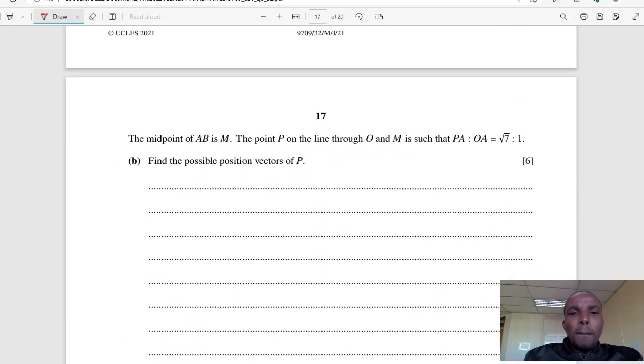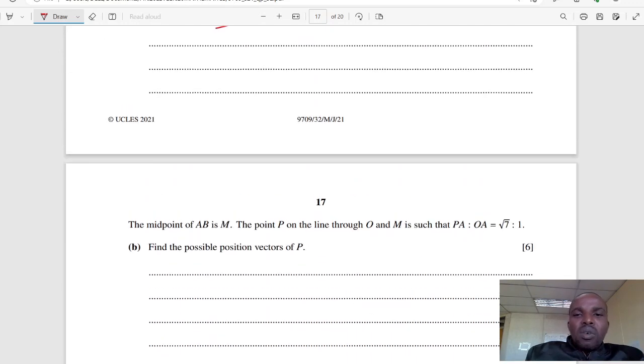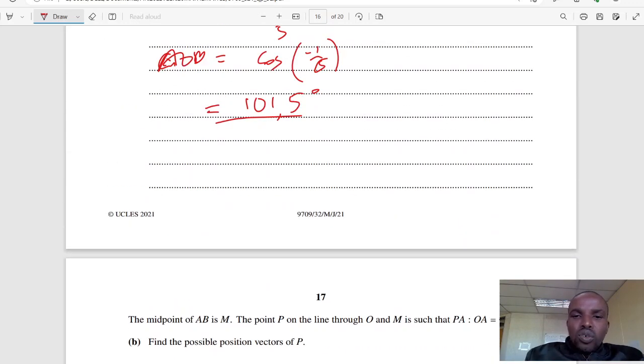Right, next. Question, part B. The midpoint of AB is M. The point P on the line through O and M is such that PA : OA equals root 7 : 1. Find the possible position vectors of P. Right, these are 6 marks.